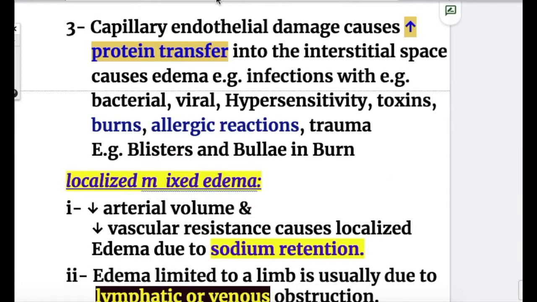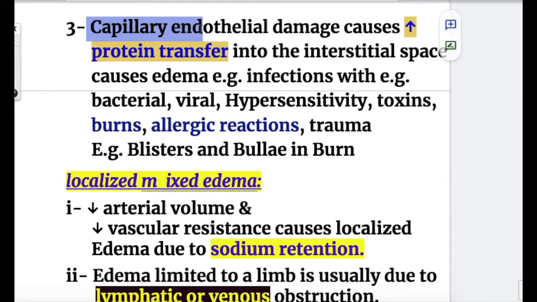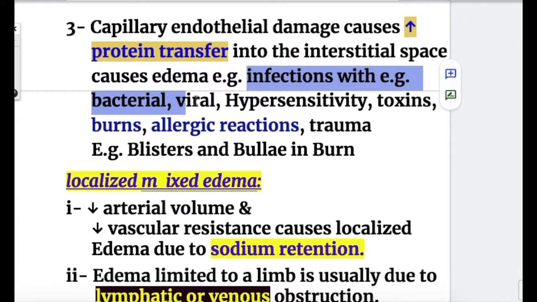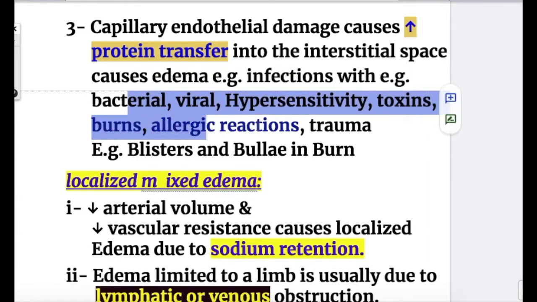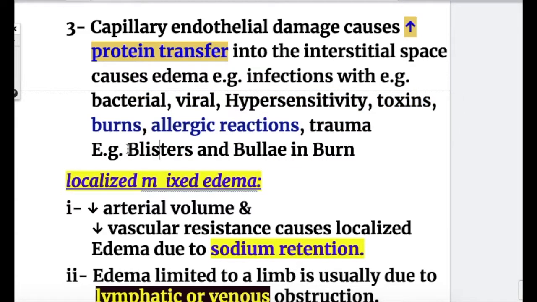Number 3, capillary endothelial damage causes increased protein transfer from the blood vessels into the interstitial space, causing edema. So capillary endothelial damage causes protein transfer to the interstitial space. Examples are infections, for example bacterial, viral infections, or hypersensitivity reactions and toxins. Other conditions like burns, allergic reaction and trauma may also cause it. Blisters and bullae in burns form non-pitting edema, as examples.